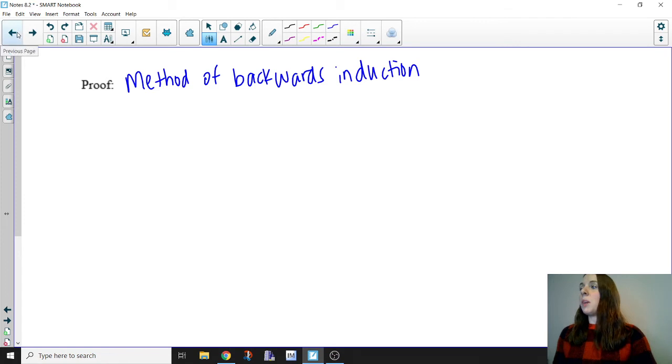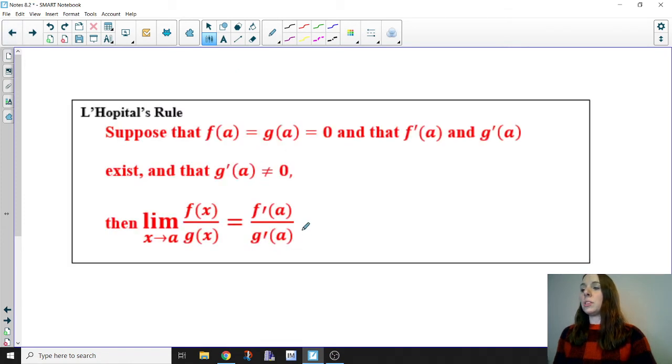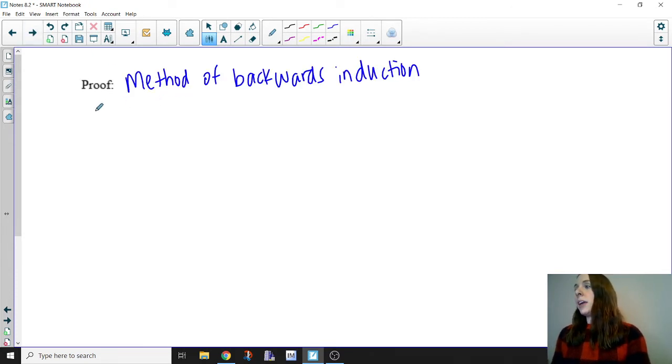What that means is we are actually going to start with the result, the f prime of a over g prime of a, and we are going to manipulate that to hopefully get to this point where we can write the limit as x approaches a of f of x over g of x is the same thing. Okay, so again, let's start with f prime of a over g prime of a.